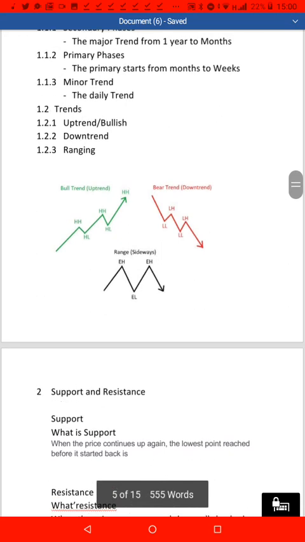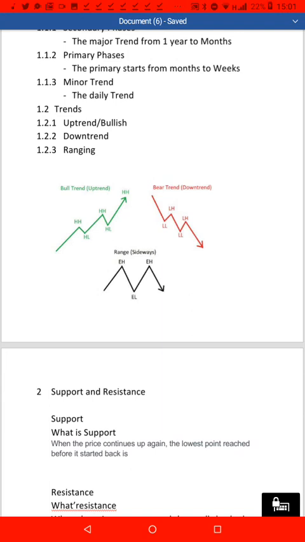And then we have trends. We have an uptrend, we have a downtrend, we have a ranging market. It's also important to understand these principles, because a market moves in trends. If the market moves in an uptrend, it will move in higher lows and higher highs. If it's in a downtrend, you'll see a lower high and a lower low, a lower high and a lower low.